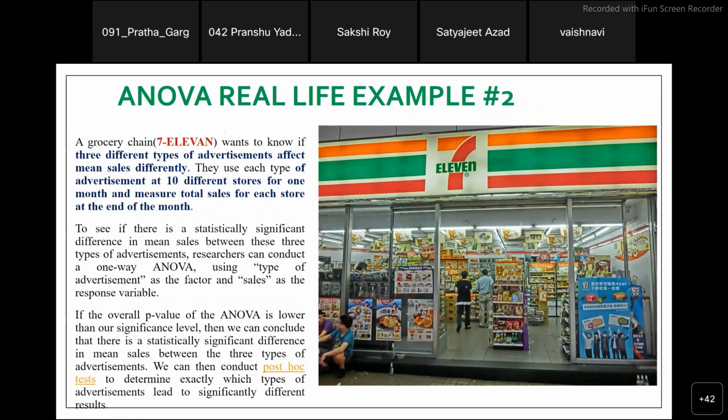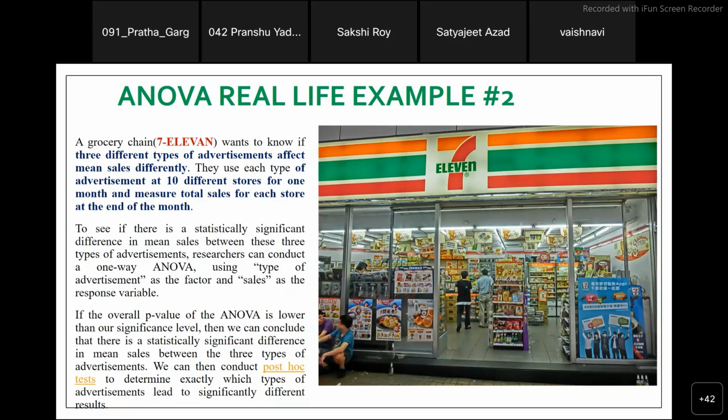Okay, this one, the second case. Just let me know if it is a one way or two way ANOVA case. A grocery chain, let's say 7-Eleven, wants to know if 3 different types of advertisement affect mean sales differently. They use each type of advertisement at 10 different stores for 1 month and measure the total sales for each store at the end of the month. This is a one way or two way?